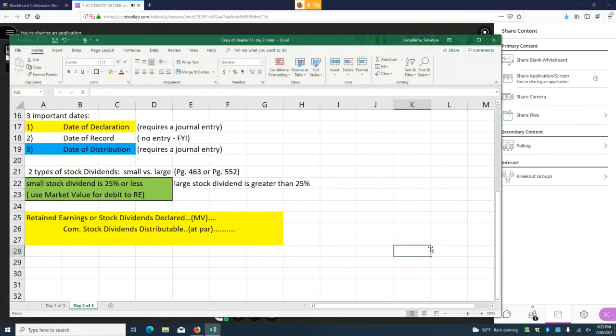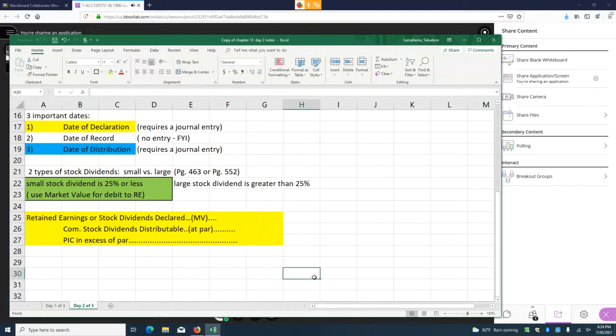So if the debit is at market value and the credit is at par value, the chances of these two equaling is slim to none. So let's say the par value is $1 and the market value is 10. 10 versus 1, I can't get these two to balance. So whenever I'm above par, we use our sidekick that we got introduced to last week, which was paid in capital in excess of par.